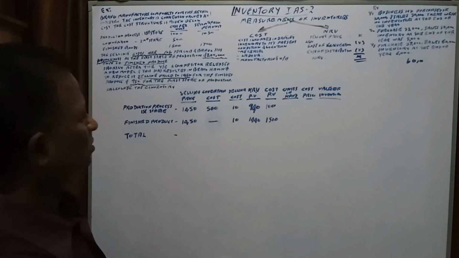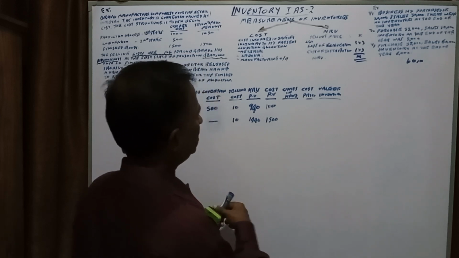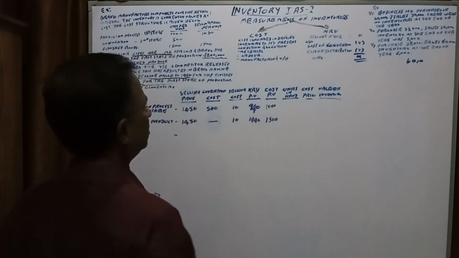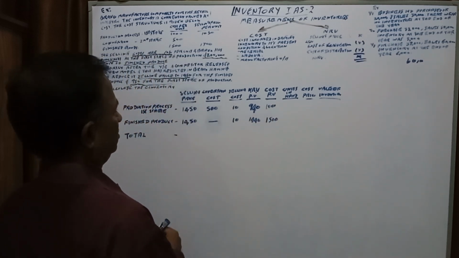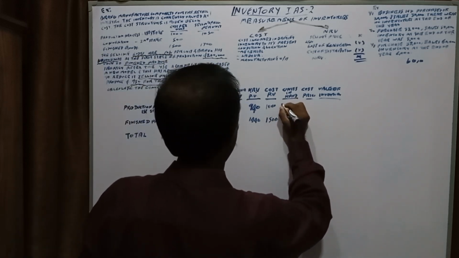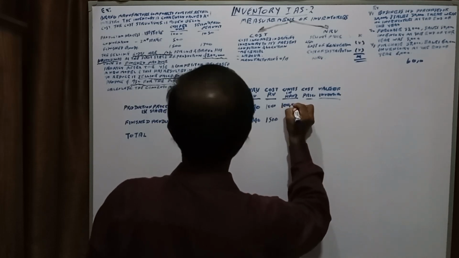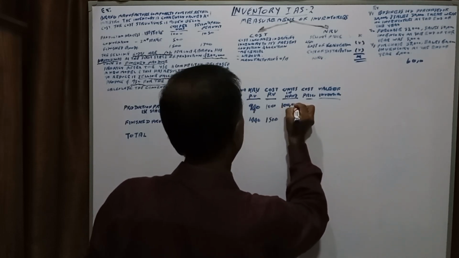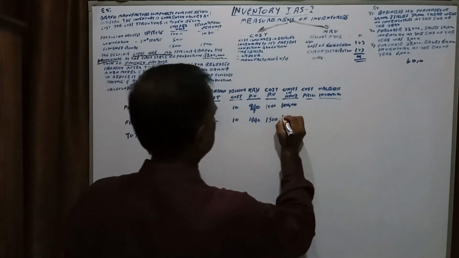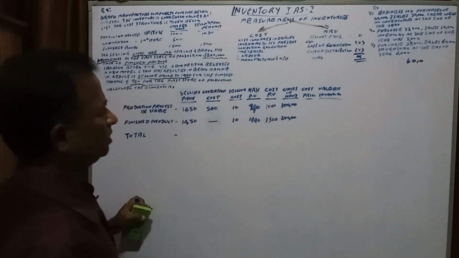So we have to make an adjustment. The value of the stock will be 940 into the number of units. What is the number of units? The number of units available is 100,000 at the first stage, and at stage 2, 200,000.